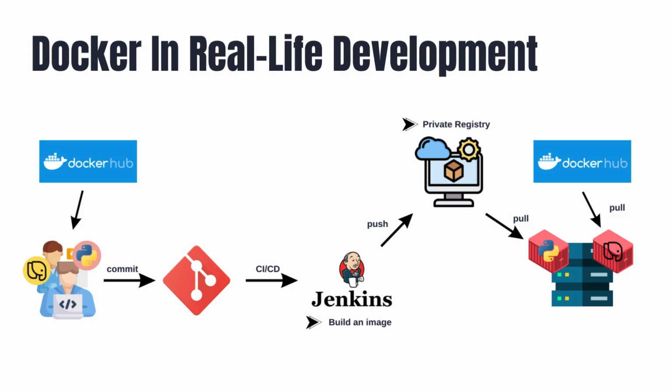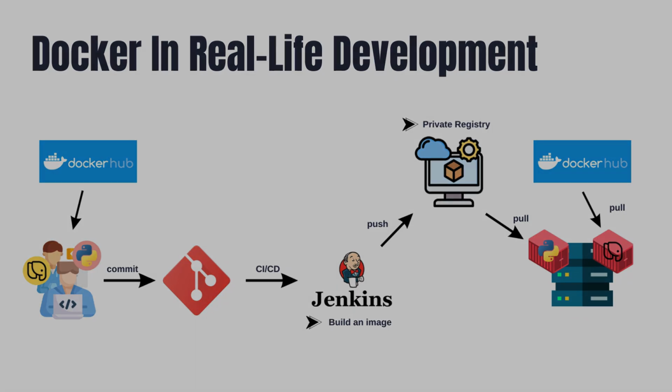And when it comes to deployment, the server will download the image of the application from the private registry, and they will also download all the dependencies. So in this case, PostgreSQL from Docker Hub, and then run the application on the server. That's it for the conceptual overview. I will see you in a coding example.